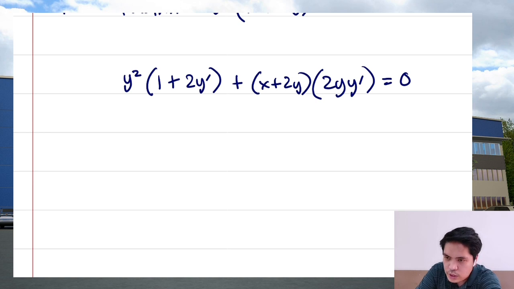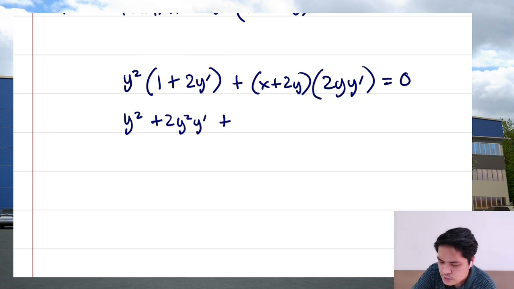So what I will do here is I will try to isolate, or group, the terms involving y prime. I'll do that by first distributing this. We'll have y squared plus 2y squared y prime. So ako rin nag-distribute, or dinistribute ko lang tong y squared sa labas ng parenthesis. Then plus, eto pa rin, I'll just distribute this here. So we'll have 2xy y prime plus 4y squared y prime.